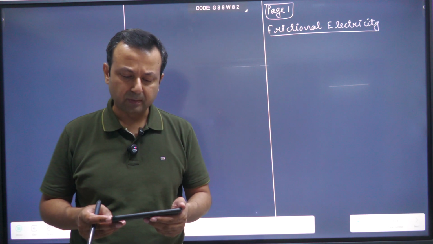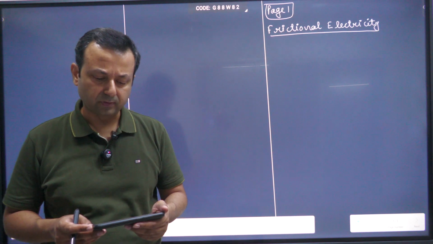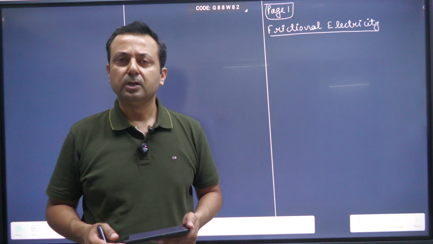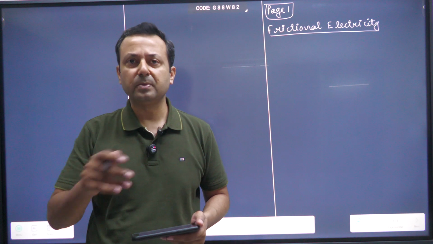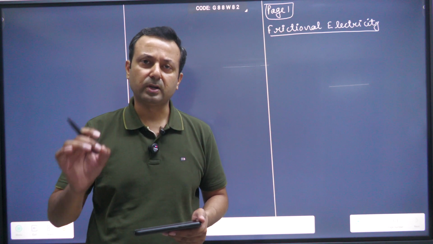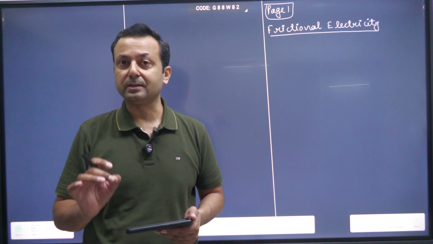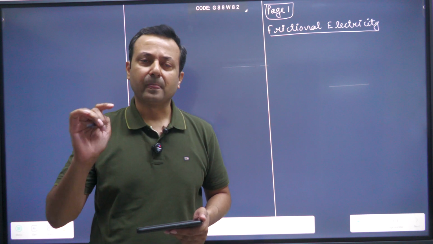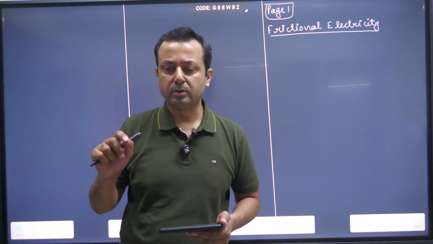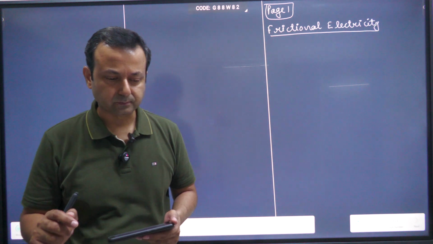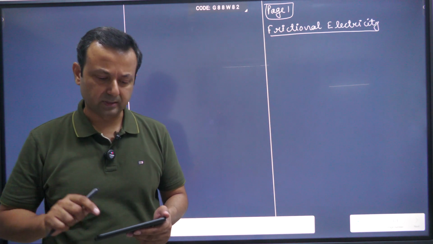The electricity developed by rubbing or friction is called frictional or static electricity. So this type of electricity, which is developed by rubbing things, is known as frictional electricity or static electricity. Static means where the charges are at rest. So this is that type of electricity where the charges remain at rest.